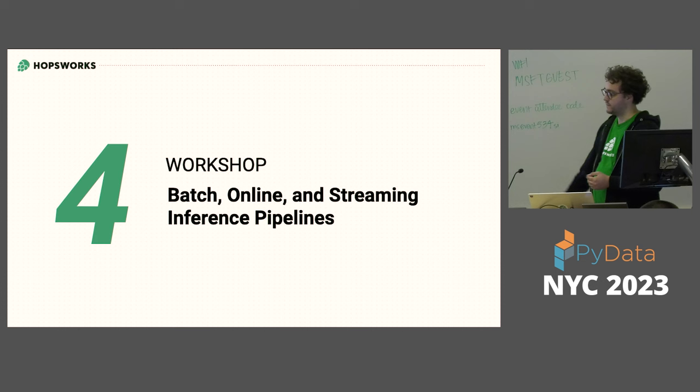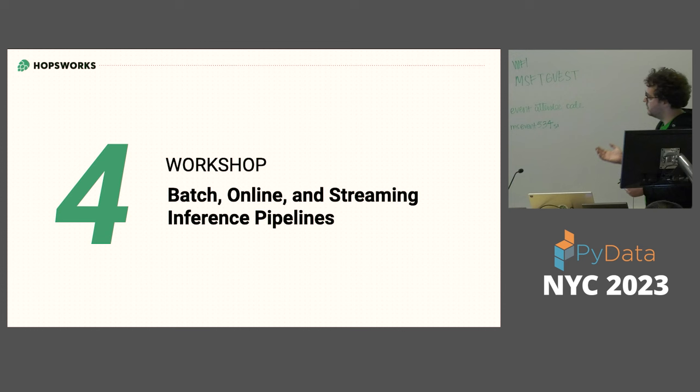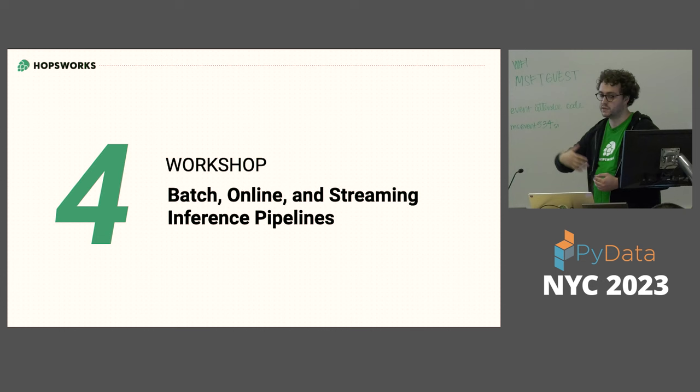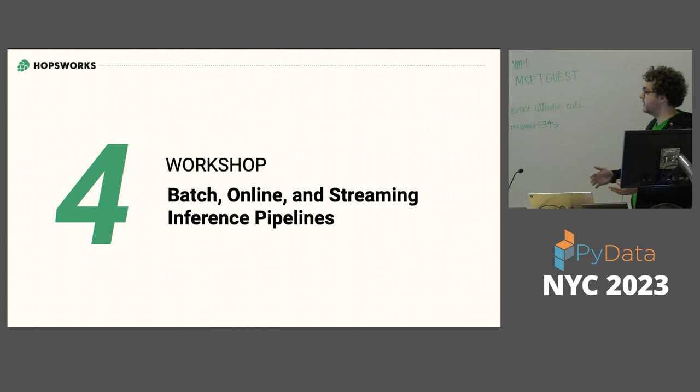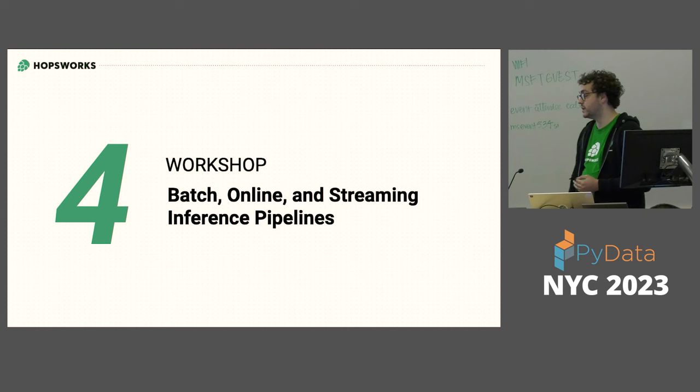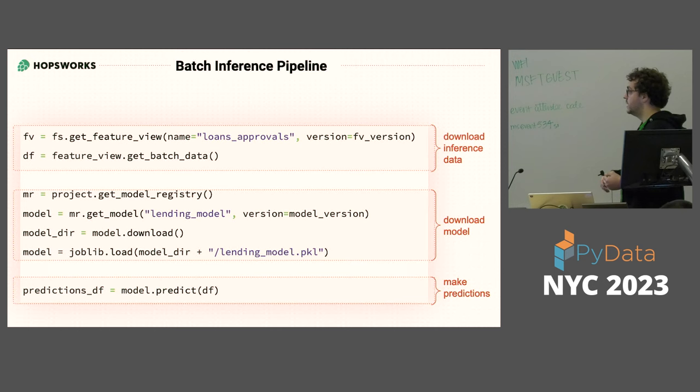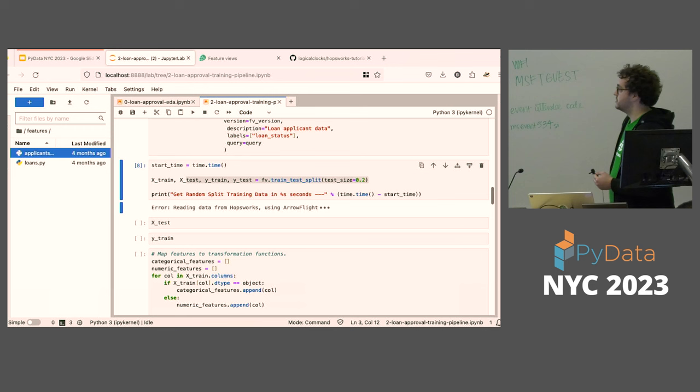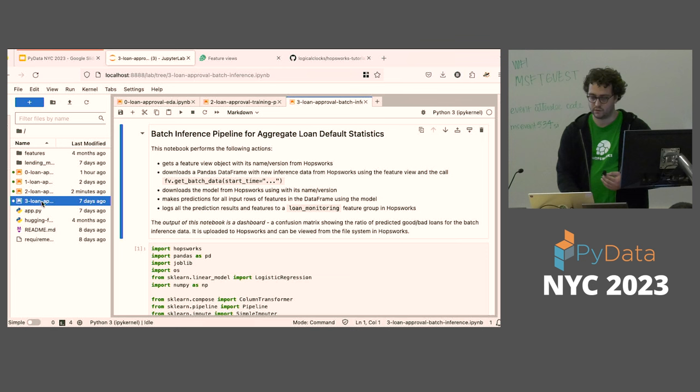Now we've trained our model. We have new data coming in every day, and so we want to make sure that every day we are also making new inference, right? So here we have two different use cases. We have a use case where we're looking at, for instance, batch inference. So we're looking at all the applications that came in yesterday, and we're going to make a prediction on them. Or we're going to be looking at a more real-time application where, let's say, a user is on a website and is making an application, and we want to determine immediately whether or not that application should be accepted or not, right?